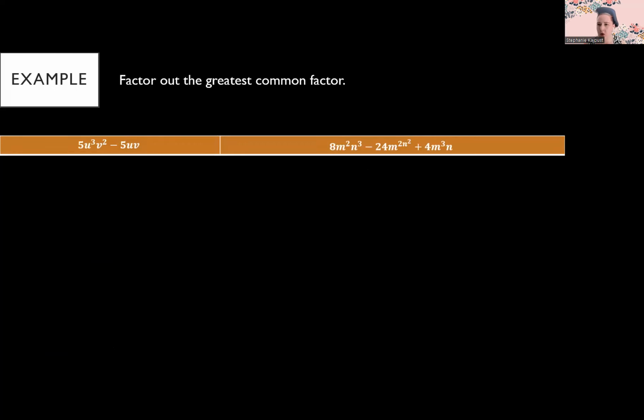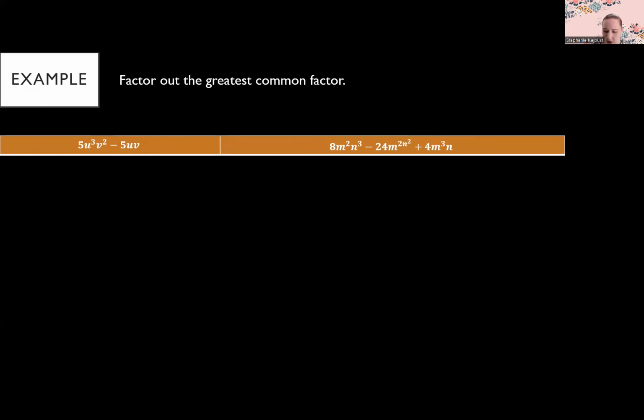All right, so now we're going to do some more complicated ones with multiple variables going on here. On the left, I have 5u cubed v squared minus 5uv. When you've got multiple variables, we generally don't bother trying to rewrite it, because it's kind of hard. In this case, both of the highest exponents are in the first term, so it's totally fine.